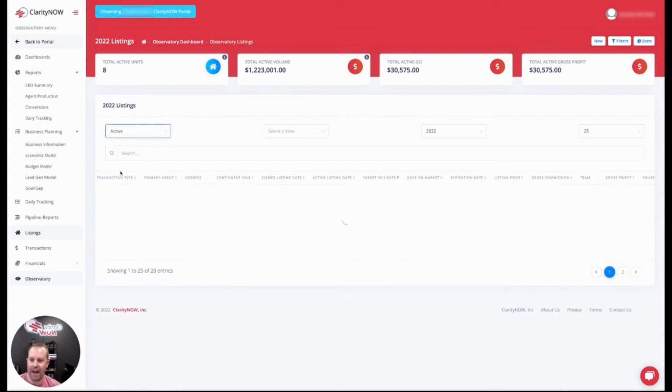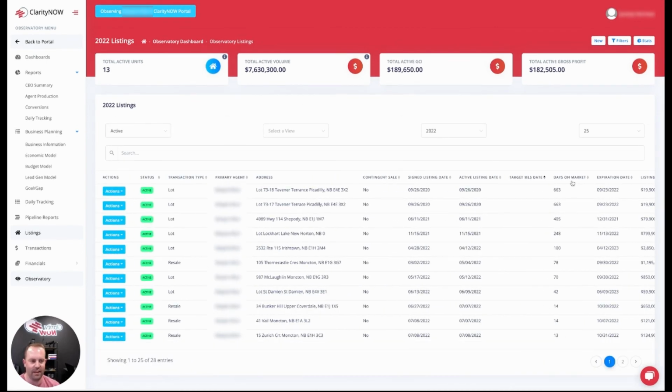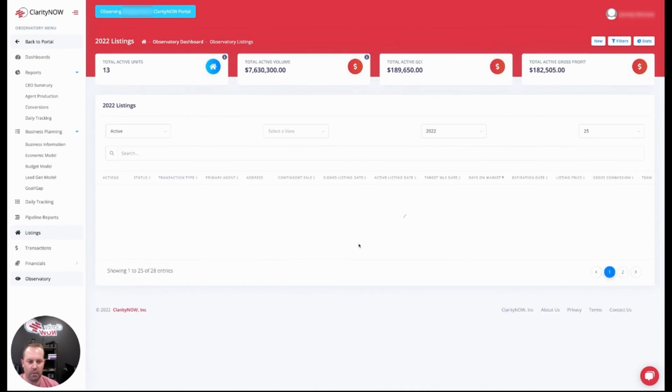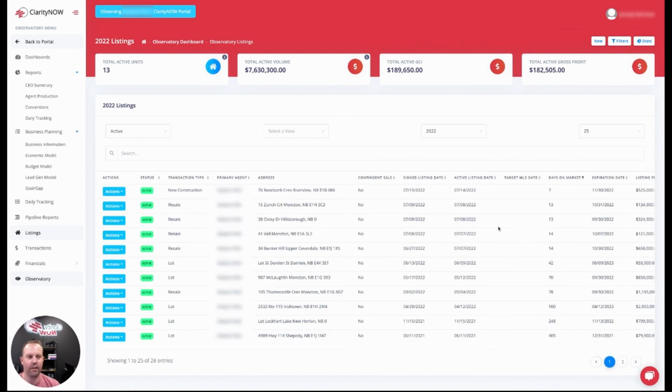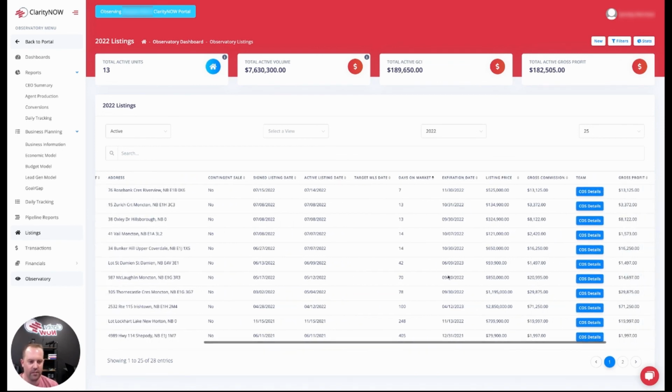If I check out my actives, what might need price corrections, we have 13 active listings right now. I always want to sort by days on market and see what's new. 7 days, a handful that just listed in the last 2 weeks. So if they haven't sold, let's get price corrections.